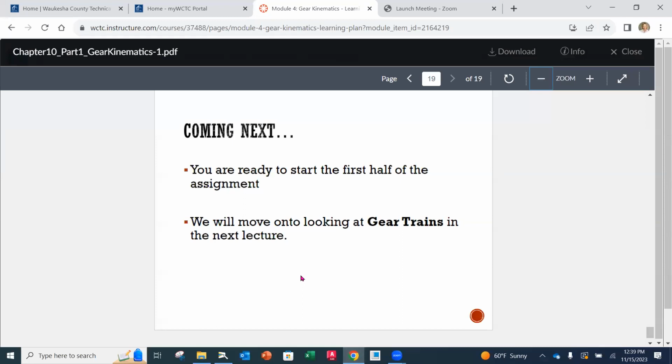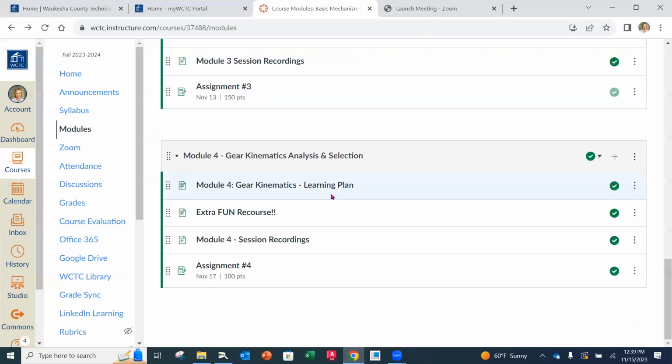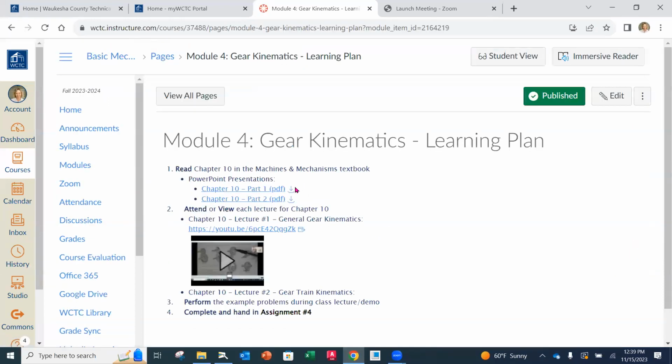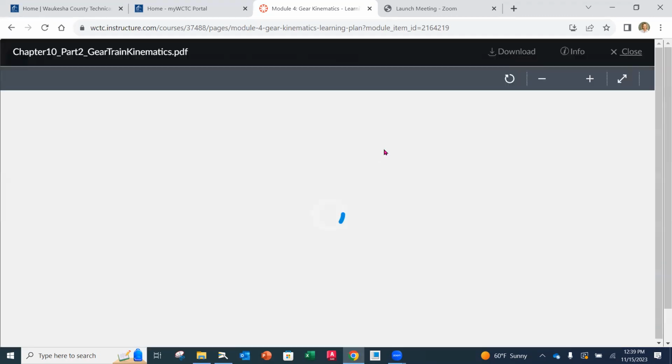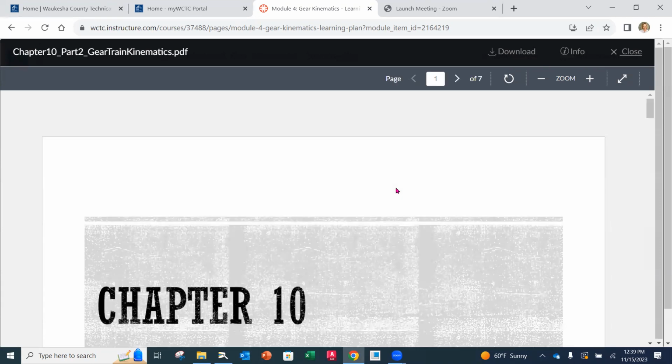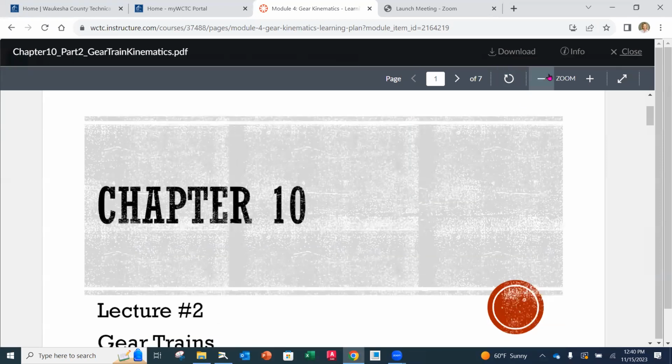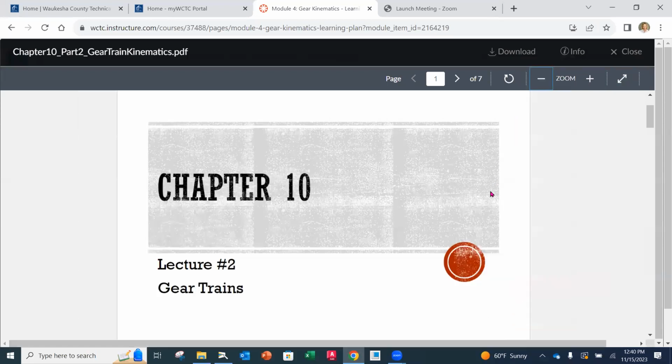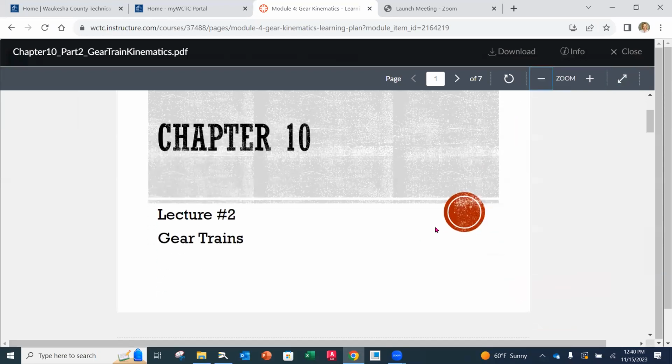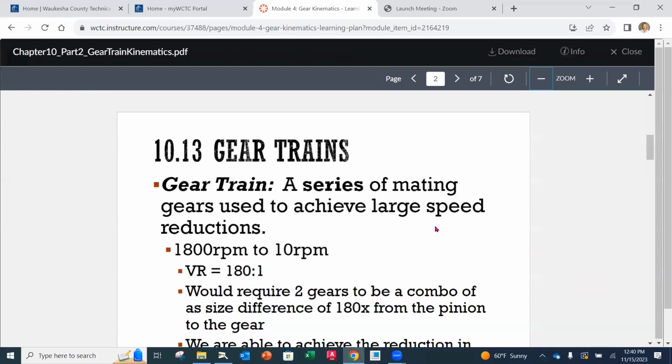So we're now ready to start looking at gear trains, which is going to be our next lecture, next PowerPoint. And so I'm going to go back to our learning plan, and we're going to pull up the second PowerPoint, which is going to look at gear trains. We're just going to keep going. So our second part of chapter 10 is going to be looking at gear trains.